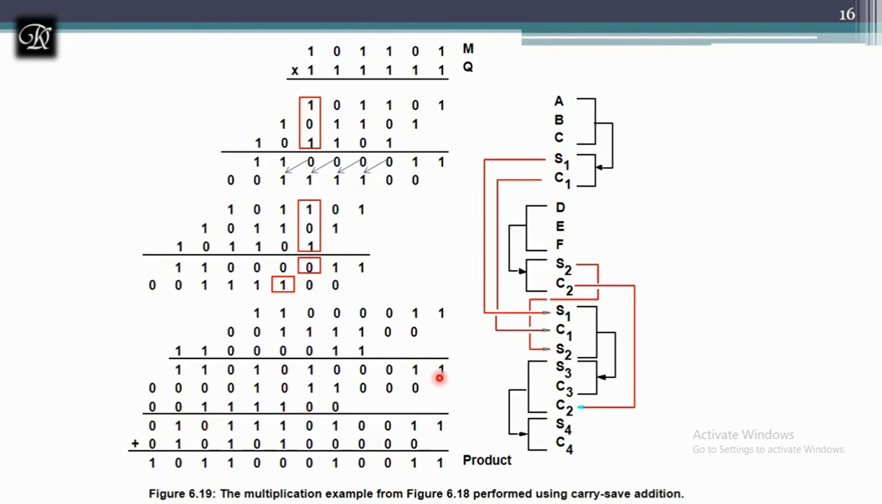Now again let me add. It is 1 and carry to the next level is 0. 1, next level is 0. 0, next level is 0. 0, next level is 0. 1, it is 1 and next level is 0. 1 and 1, it is 1 0. Here 0, carry to the next level is 0. And 1, it is 1 and carry to the next level is 0. And 1 1 1, it is 3 now. Sum is 1 and carry to the next level is 1.